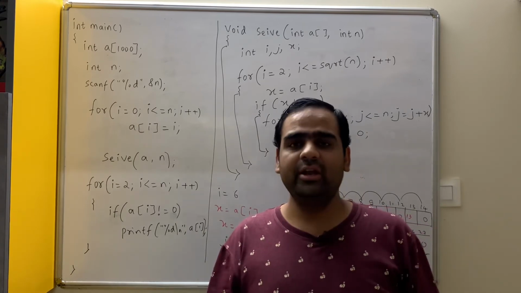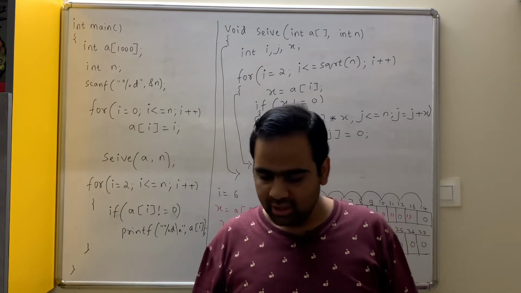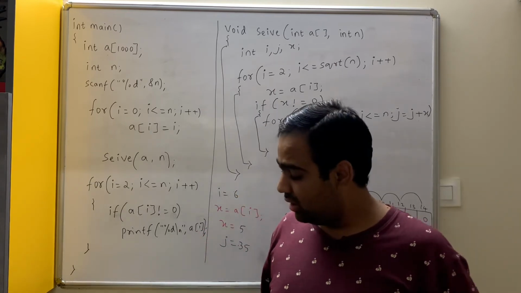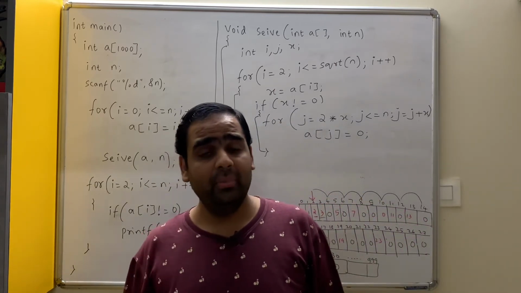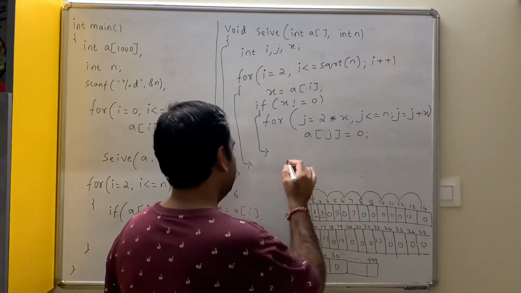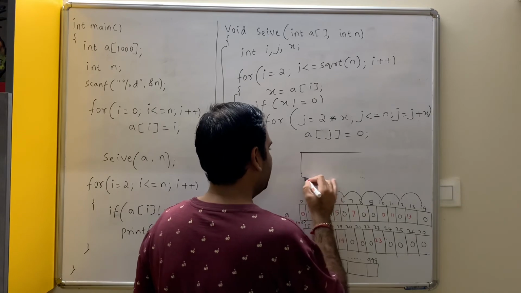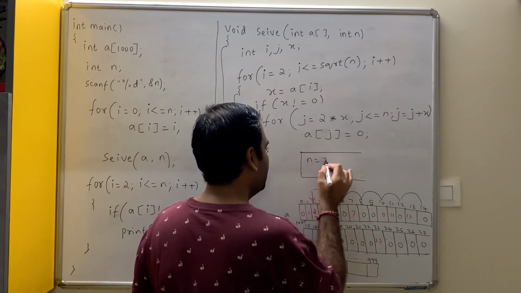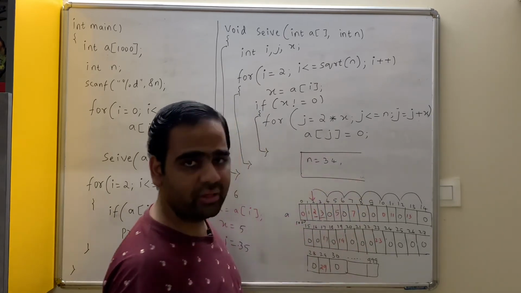Now, the variant of this question will be an assignment. Please note down. Now, you need to say if a number can be expressed as sum of two primes. What do I mean by this? Say for example, the value of n is 34. Now, can I express 34 as sum of two primes?